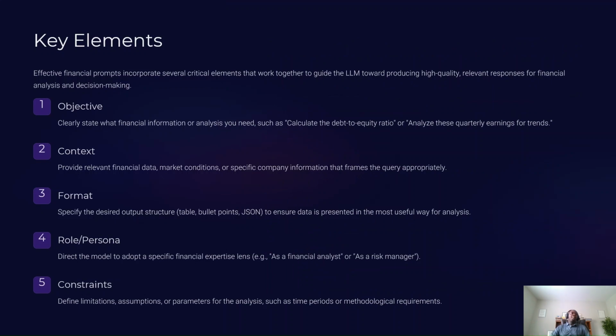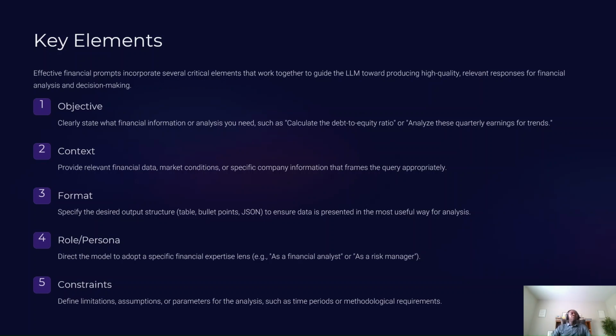Then you will need to follow up by giving context to the language model. So the context in this example will be to provide relevant financial data, market conditions, or specific company information that frames the query appropriately. Because if you do not give the context, the language model will just give you a response based on its trained data set. But you would want a specific answer, so that's where you need to provide a context. Let's say you want to give a context of a country, context of a company, context of a period. Whatever context, you have to provide a context for you to get the exact answer that you're looking for.